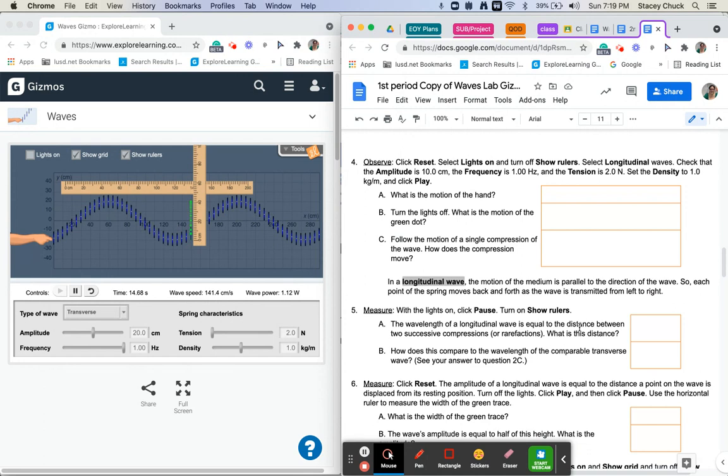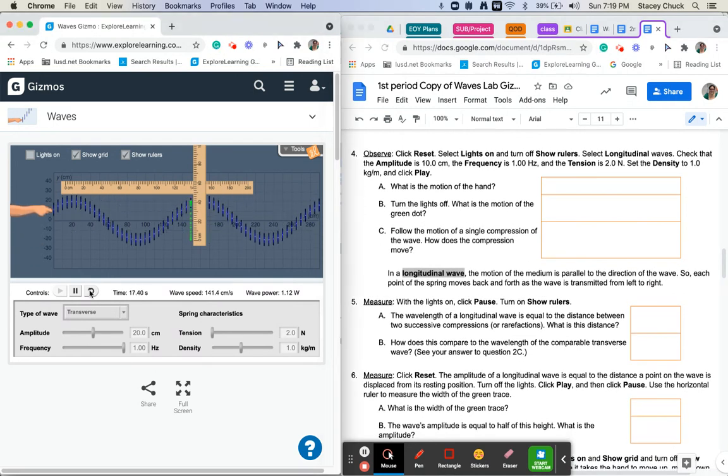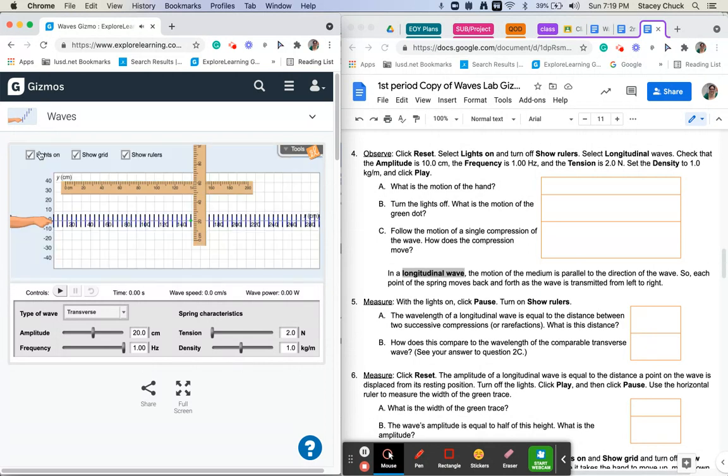Next page, we're going to switch to longitudinal waves and do some measurements there as well. So let's hit reset here. Click reset, turn lights on. Turn off the rulers, select longitudinal waves. Check that the amplitude is 10, frequency is 1, tension is 2, and density is 1.